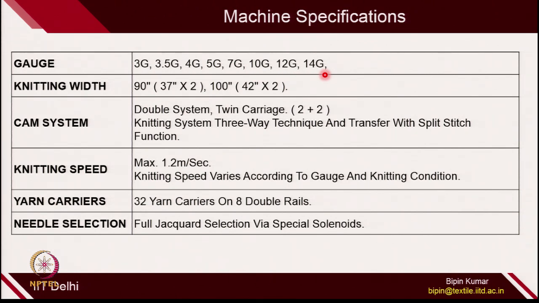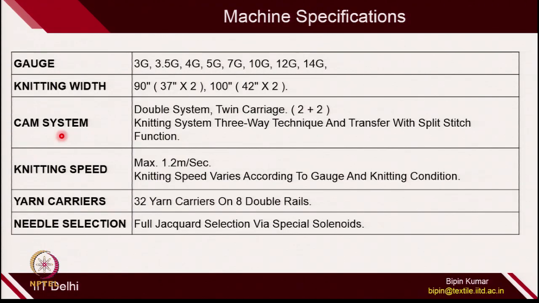Gauge means the number of needles per inch, which I introduced in one of the lectures in previous weeks. Knitting width: depending on the productivity, you can decide the size of the bed, whether it is 90 inch or 100 inch. You can also go for 50 inch if you want a sample size machine. That possibility is also there. Width indicates the operating area on which you can develop the fabric on the machine.